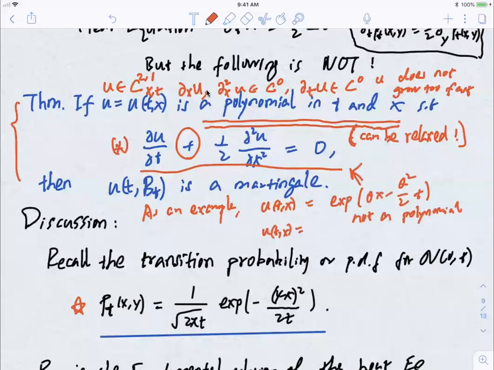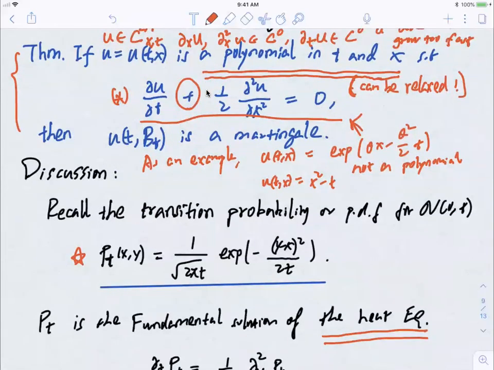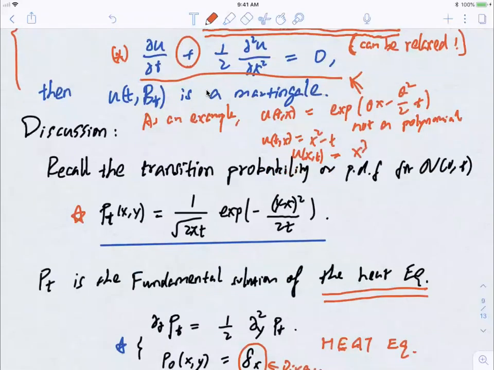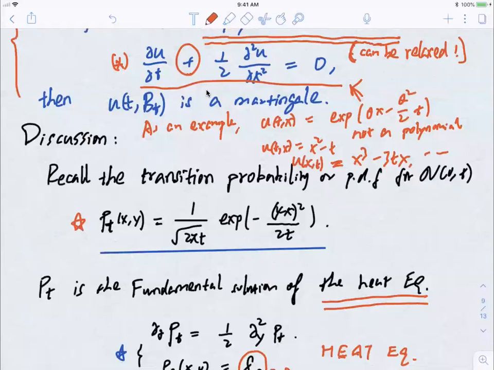Also, you can check u(t,x) equals x squared minus t. You can also choose a lot of others. Just to give you one more example, you can also choose u(t,x) equals x cubed minus 3tx. You can keep doing this. You can write a polynomial with x of degree 4, and so on. You can keep doing this.